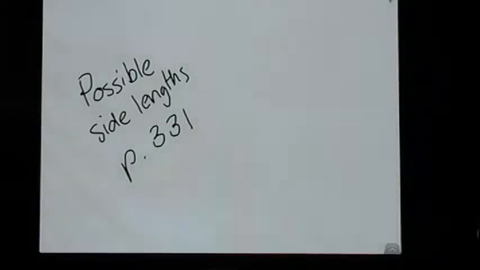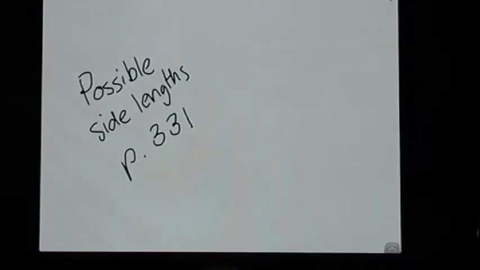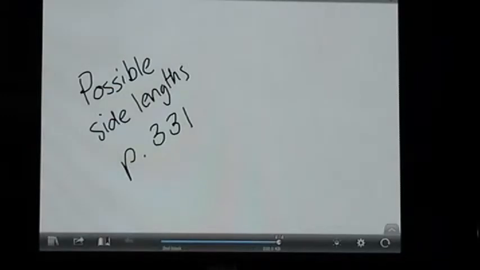Side lengths for triangles. We're on page 331, and I don't have any sketches from this because this is just a matter of numbers. So looking at number 16 at the bottom of page 331, you're to find out if it's possible to make a triangle with these side lengths.